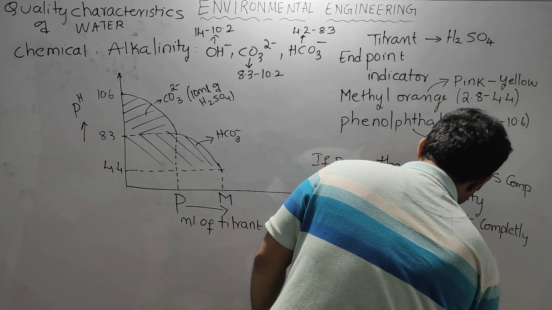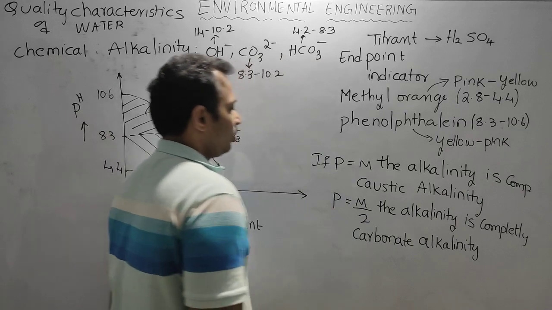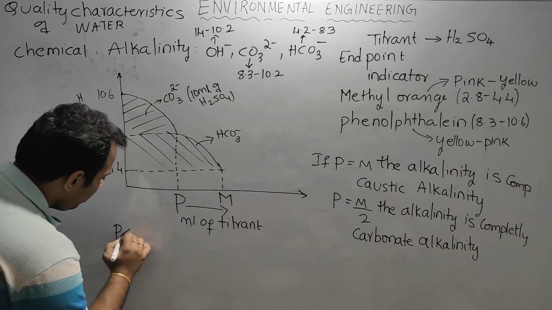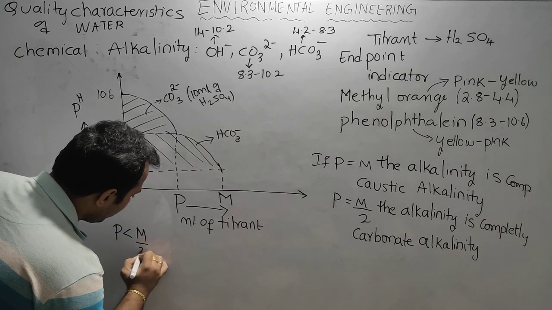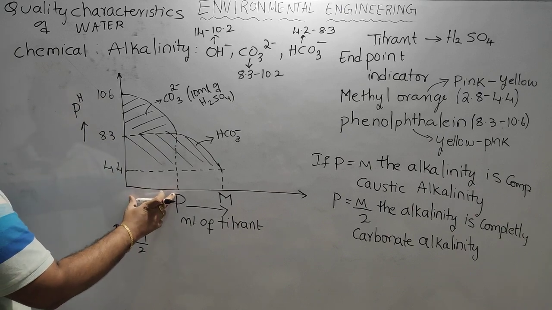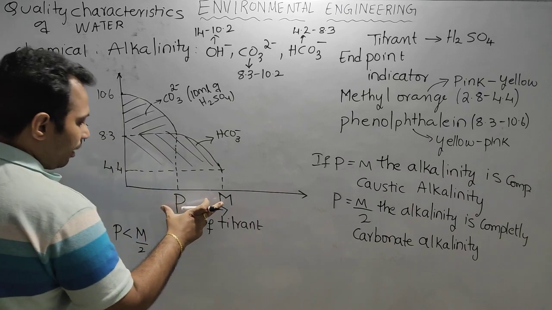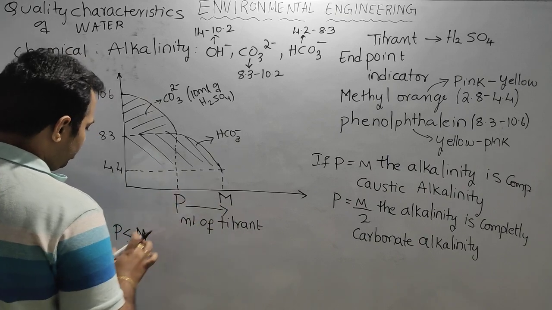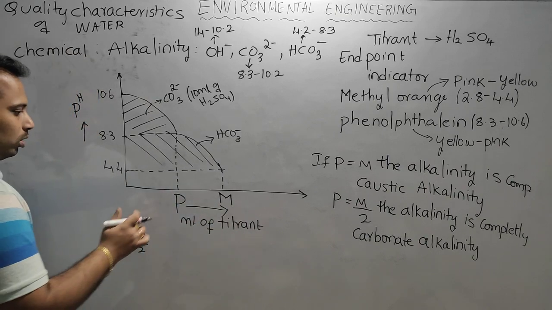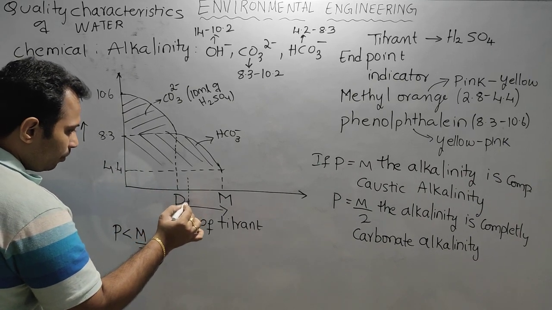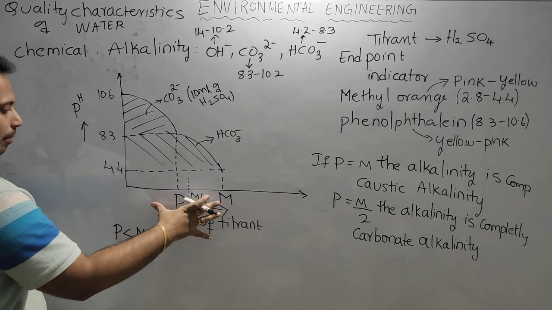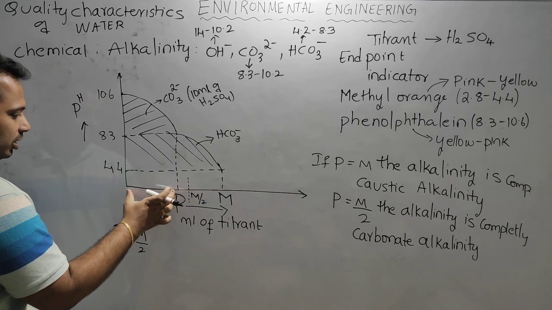Okay, carbonate alkalinity. When P is less than M by 2, this is P and this is M. M by 2 means what? Half. That means P is less than M by 2. For example, this is M by 2, this is midway. So this is M, this is M by 2, this is P.